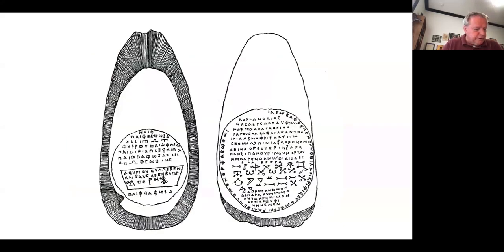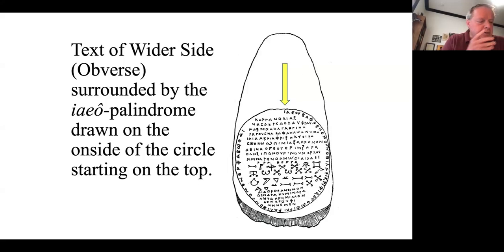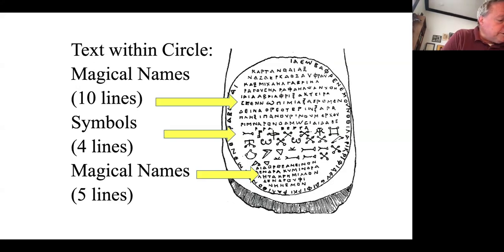Here, too, I suggest that the circular designs were originally engraved on gemstones. The wider side of all three slices, you have one example on your right, have the same design. The artisan carefully inscribed the Iao palindrome along the inner side of the circle and then placed within it 10 lines of Greek magical names, 4 lines of symbols, and then 5 more lines of names.